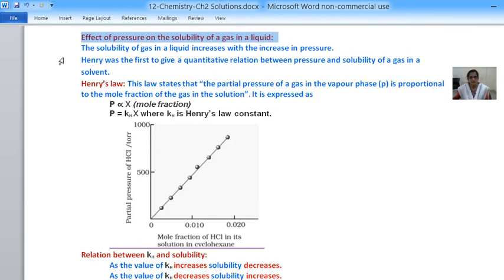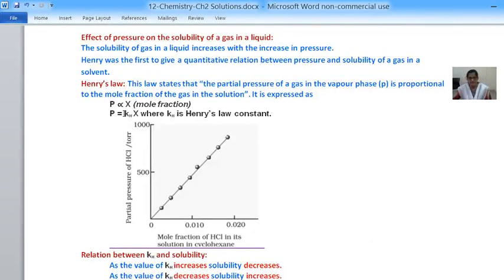Henry was the first to give a quantitative relation between pressure and the solubility of a gas in a solvent. So he stated a law, and that law is known as Henry's law. Henry's law states that the partial pressure of a gas in vapor phase is proportional to the mole fraction of the gas in the solution. It is expressed as partial pressure, denoted with the letter P, and mole fraction, denoted with the letter chi. So we can read it as P is directly proportional to chi.